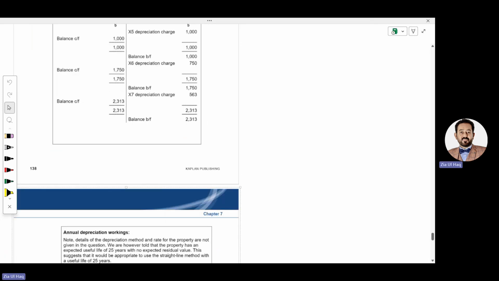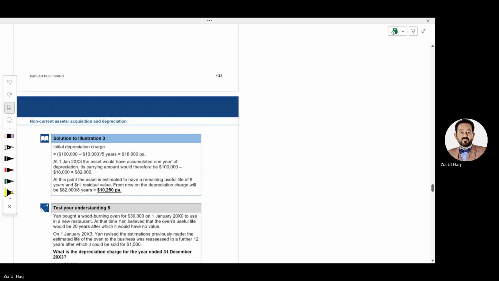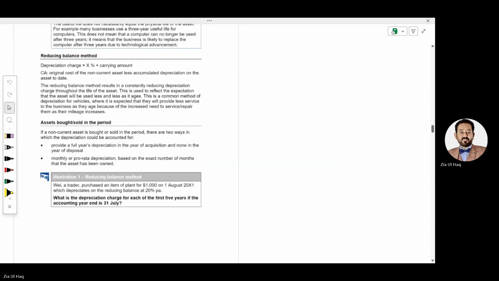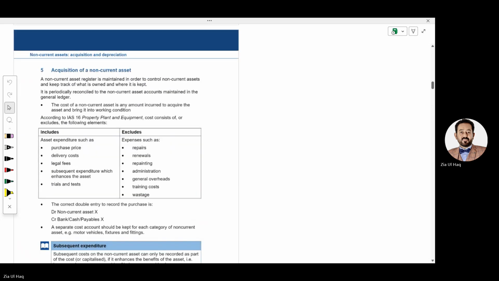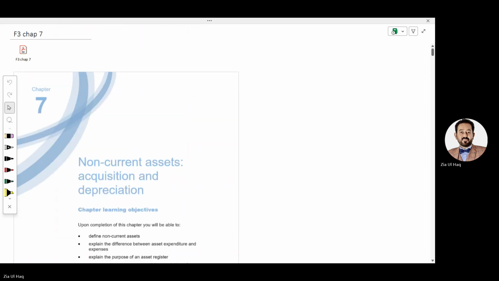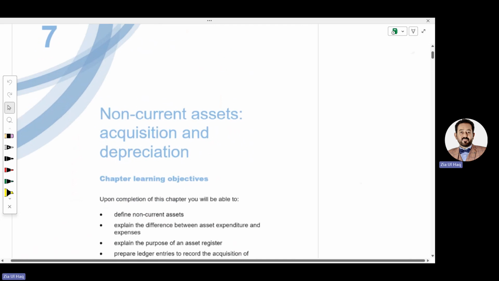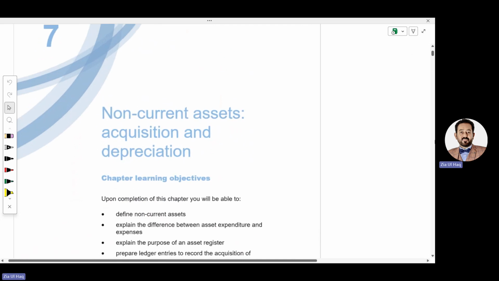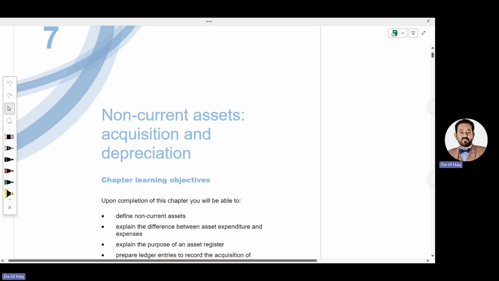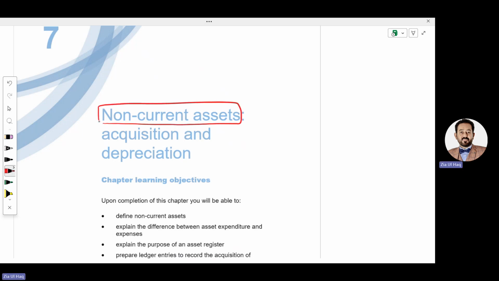Chapter 7. That is about non-current assets. Chapter 7 is about non-current assets. What is the difference between current assets and non-current assets?